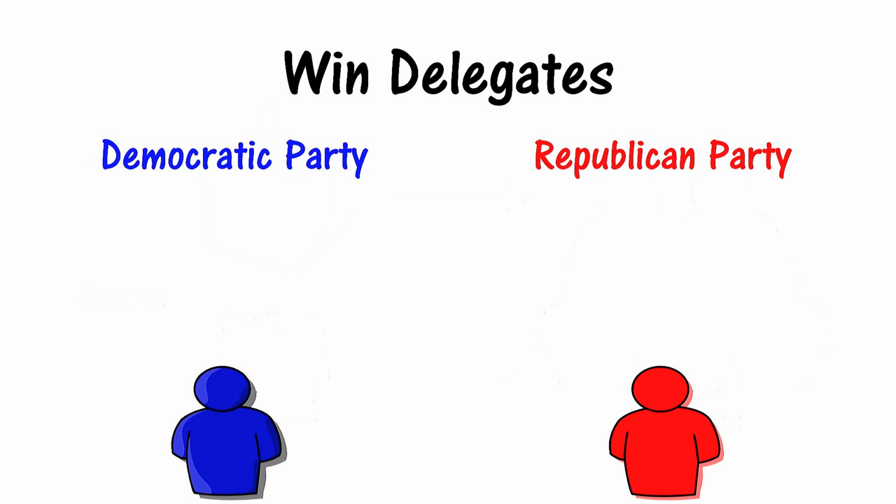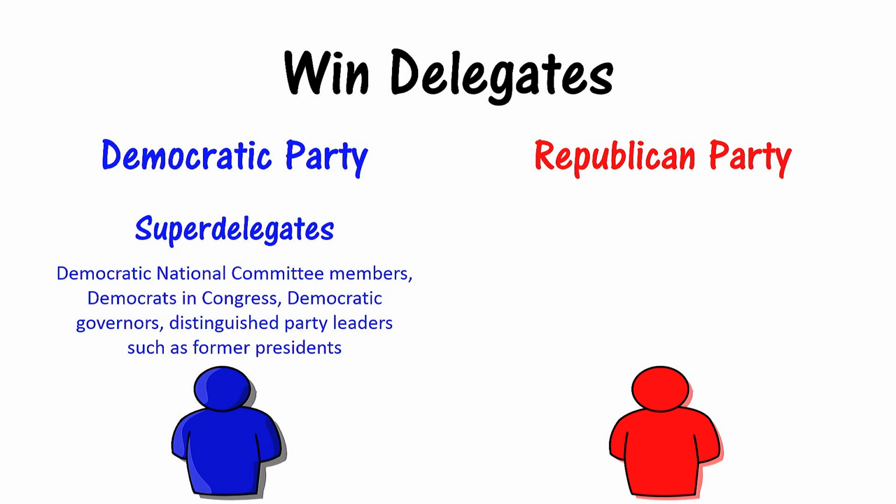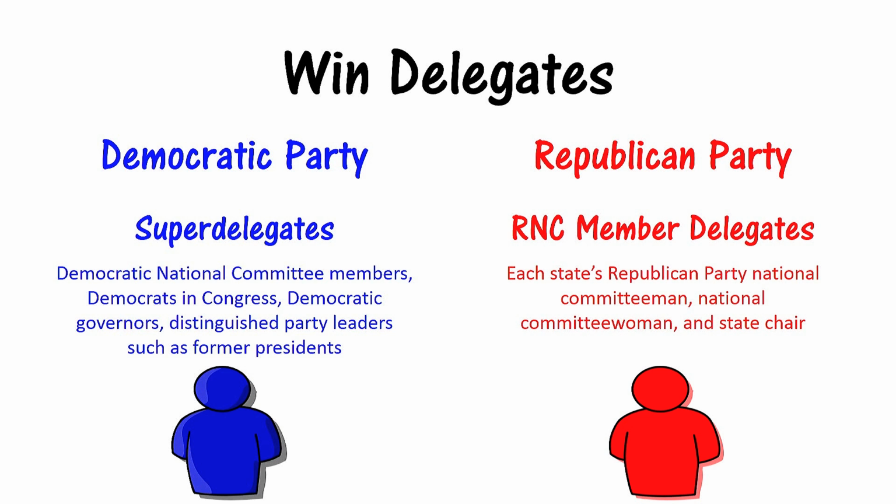The Democratic and Republican parties have additional delegates that are not chosen through primaries and caucuses. The Democratic Party gives superdelegates the right to help select the party's nominee at the convention, and the Republican Party gives RNC member delegates the same privilege. These delegates are a minority of each party's total delegates. Check out another video for a more detailed explanation of Democratic and Republican delegates.